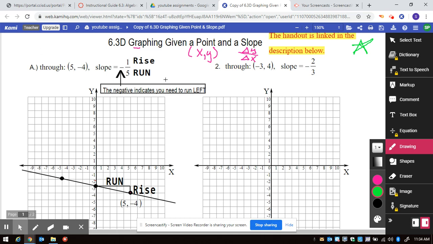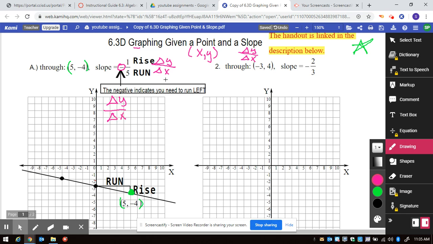All right, so first things first, when you are asked to graph given a point and a slope, we know that the coordinate point (5, -4) is located right here. In the notes, it already has it plotted for us. Now, here's a couple of things though. The rise over run, or the change in y over the change in x. So with this negative sign here, I know that it says that you need to go left, that is if you choose the change in y over the change in x.